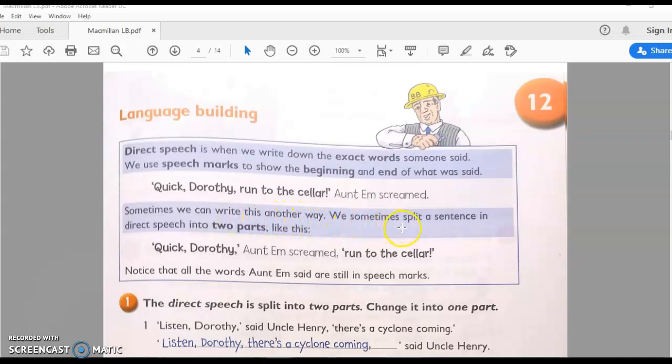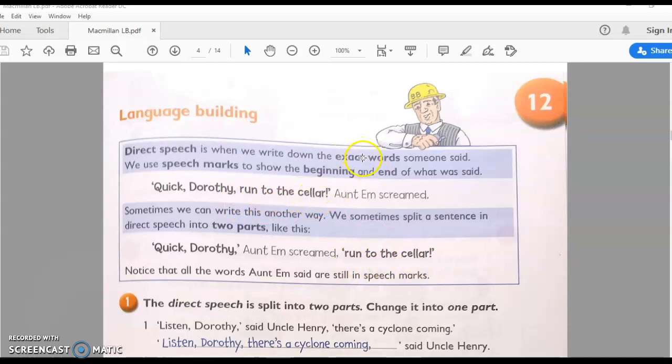We sometimes split a sentence in direct speech into two parts, like this. "Quick, Dorothy," Aunt Em screamed, "run to the cellar." Do you notice that we have exactly the same words in the inverted commas? "Quick, Dorothy," just like here. Then it's split by who was speaking, alright? And then we have the rest of the sentence, "run to the cellar." Okay, we haven't changed any words.